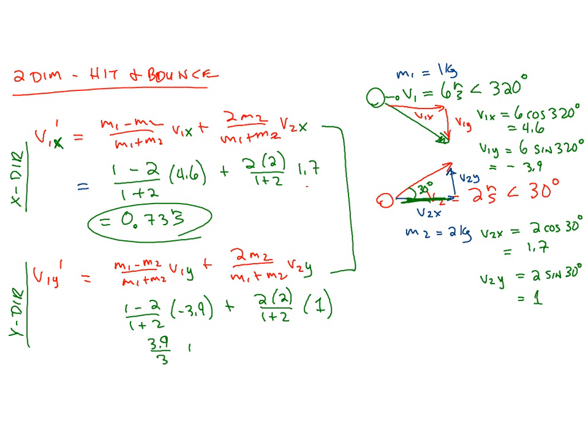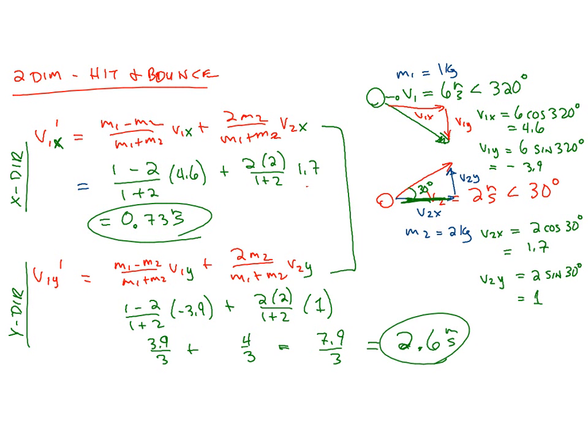over 3, plus, and here I've got a 2 times a 2 times a 1 would be 4, all over 3. So that's 7.9 over 3, and that's 2.7 or something like that. Let's see what it is. 7.9 divided by 3, 2.6 meters per second. Okay? I wanted those two parts. And remember, we're only doing ball 1, so you'd have to do all this all over again for ball 2.